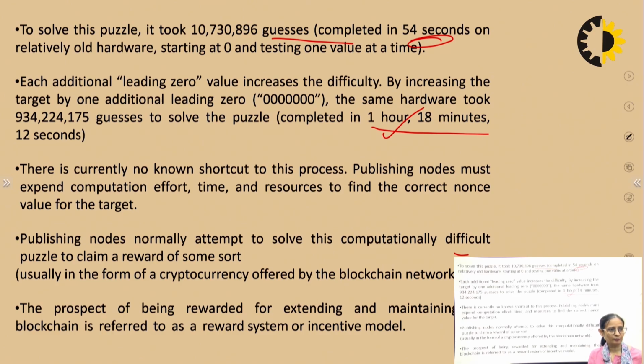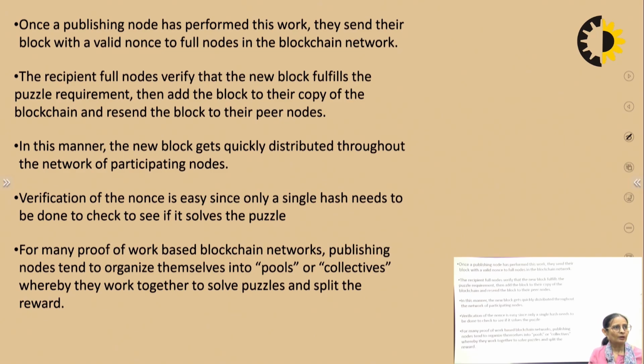The prospect of being rewarded for extending and maintaining the blockchain is referred to as an incentive system. Once a publishing node has performed its work, it's sent to other miners, and they will validate it. Recipient full nodes verify that the new block fulfills the puzzle requirement, and they will add the block to their copy. In this manner, the new block gets quickly distributed throughout the network of the participating nodes. Verification of the nodes, as we have seen, is very easy.